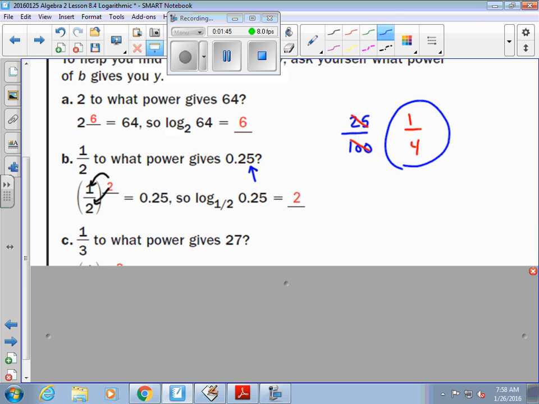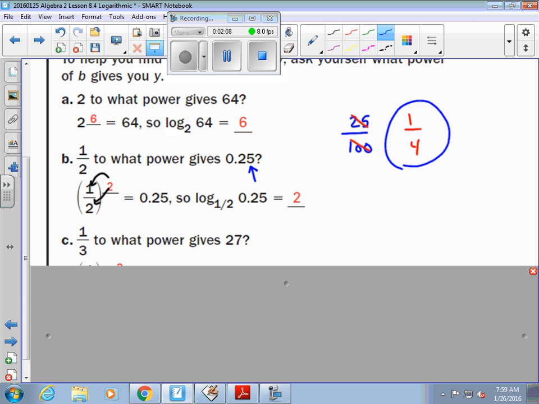C asks you, 1/3 to what power gives 27? Okay, first off, remember what the elevator rule does. This is not the number 3. It's the number 1/3, but you can clearly see the number 3 at the bottom. So you know you're trying to go from a fraction to an integer, a number that doesn't have a numerator and a denominator shown. So you need to flip it right away.